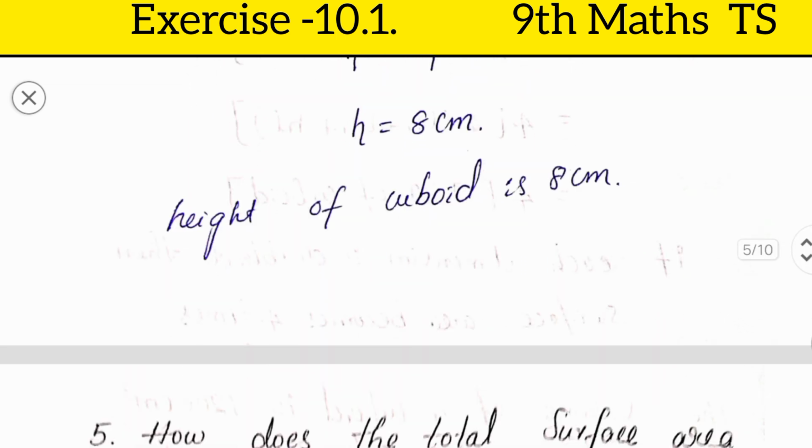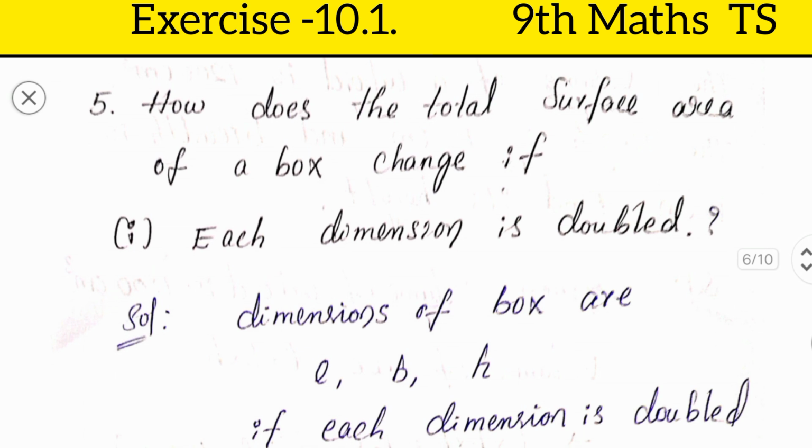Right. So I am moving to the next question, that is the fifth question. How does the total surface area of a box change if, first question, each dimension is doubled? So the box is in the shape of a cuboid. Okay. So now each dimension of the box is doubled, which means length becomes 2 times, breadth becomes 2 times and height becomes 2 times. Then what is the total surface area? How does it change? See, we will see it.